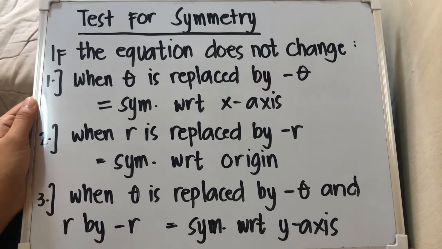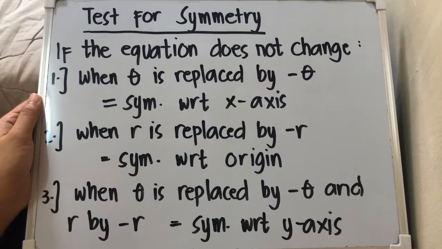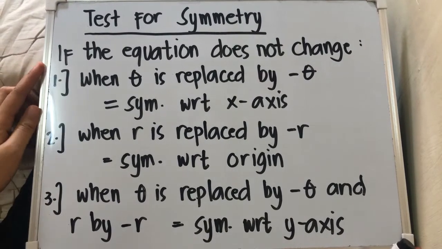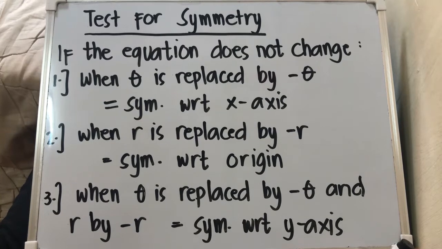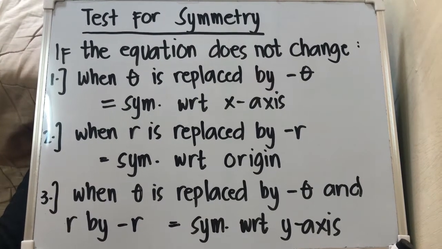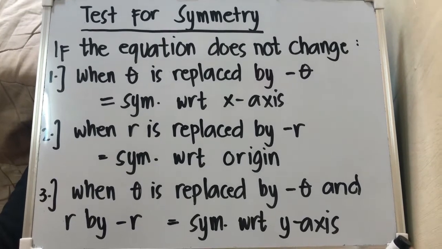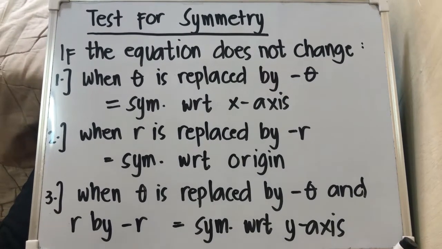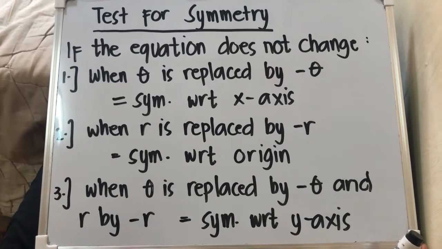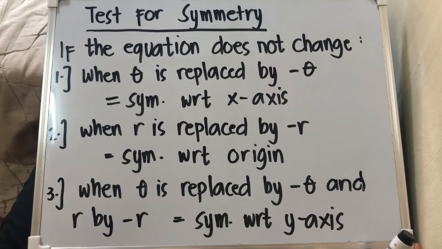There are three ways of testing for symmetry, testing the polar curves to see if they are symmetric to the x-axis or to the y-axis. First, if the equation does not change when theta is replaced by negative theta, the polar curve is said to be symmetric with respect to the x-axis. And when r is replaced by negative r and the equation does not change, it is symmetric with respect to the origin.